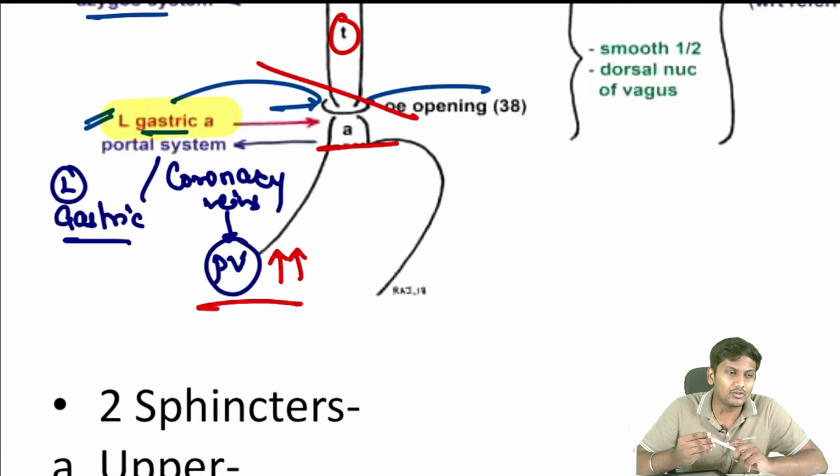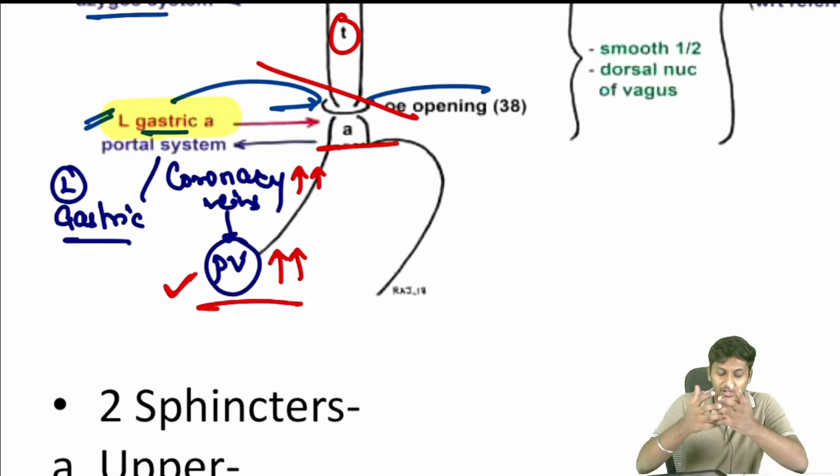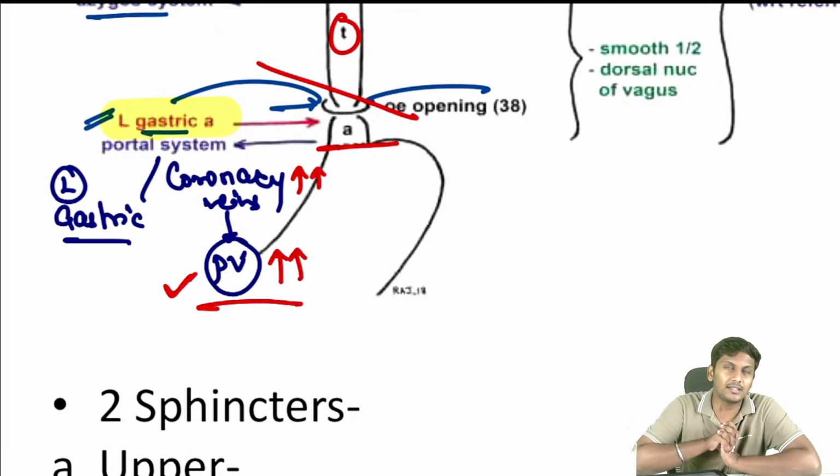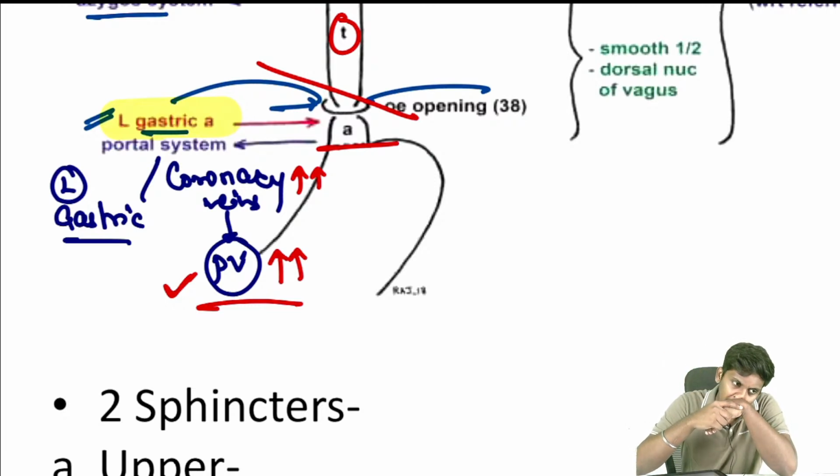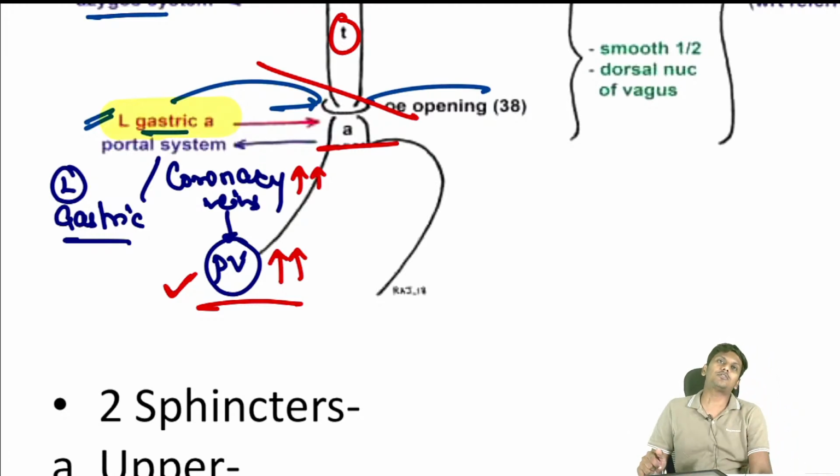And what is that condition called? So if the pressure in these lower left gastric veins increases, they will become dilated and they will become tortuous. आड़े टेढ़े हो जाएंगे वो, definitely टेढ़े मेढ़े हो जाएंगे, and they will become dilated, एकदम swollen हो जाएंगे. What is that called? Dilated and tortuous veins in the lower part of the esophagus. Very good. It is known as esophageal varices.